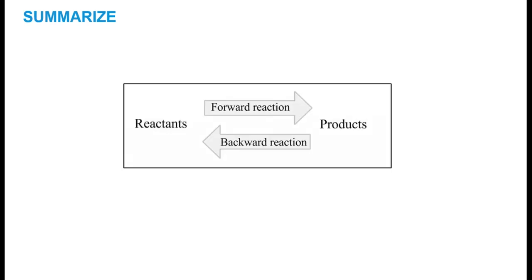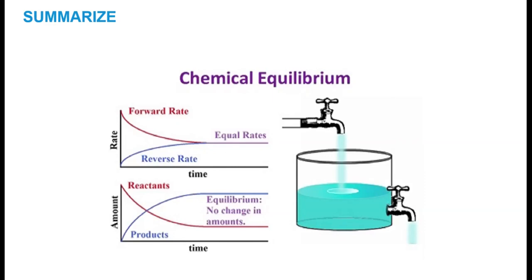Dear students, let us recall what we learned today. The chemical reactions which undergo reactions in both directions are reversible reactions. Left to right is the forward reaction and right to left is the backward reaction. The reactions are exothermic in one direction and endothermic in the opposite direction. In a closed system, a reversible reaction reaches a state where the forward and backward reactions take place at the same rate such that there is no overall change. This state of reaction is called equilibrium.